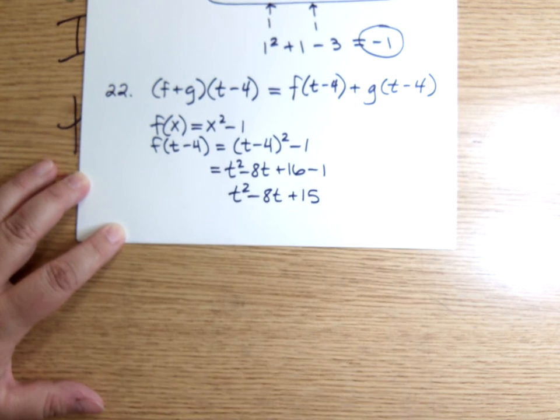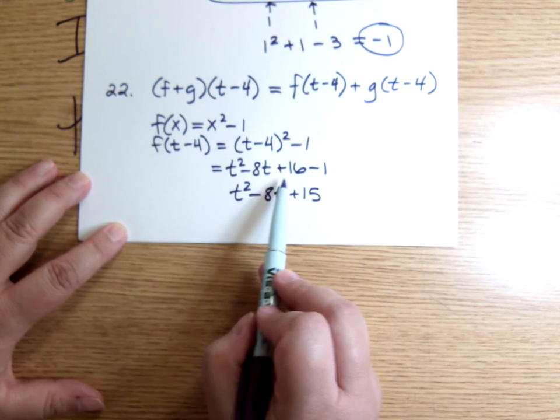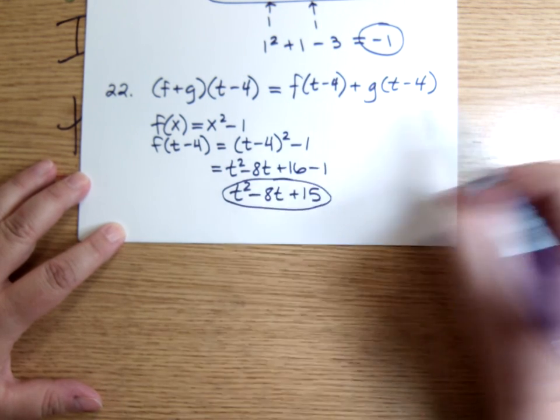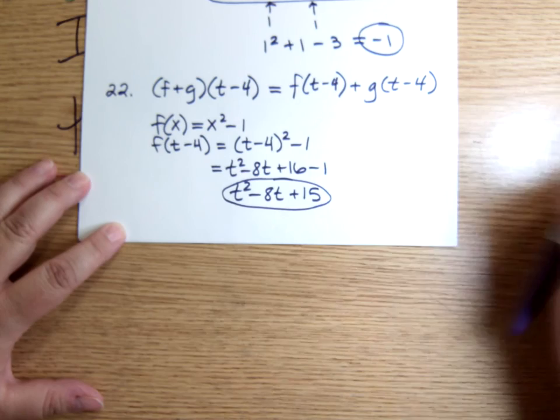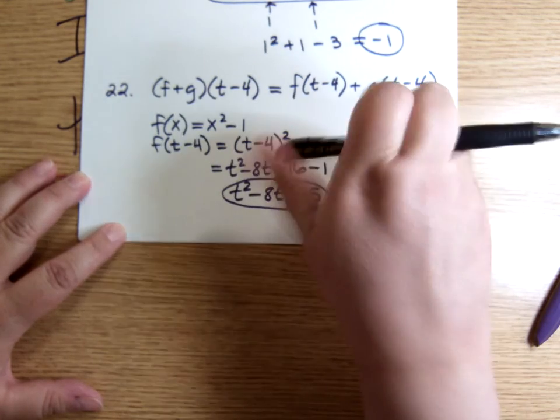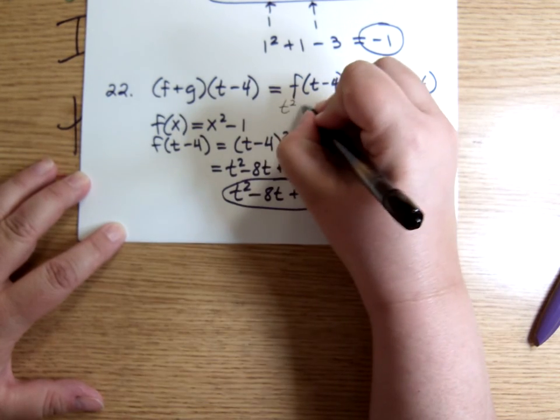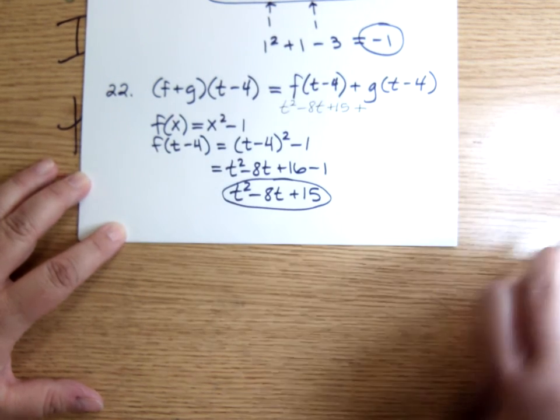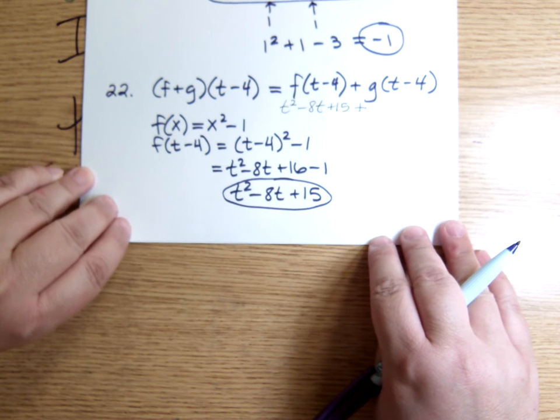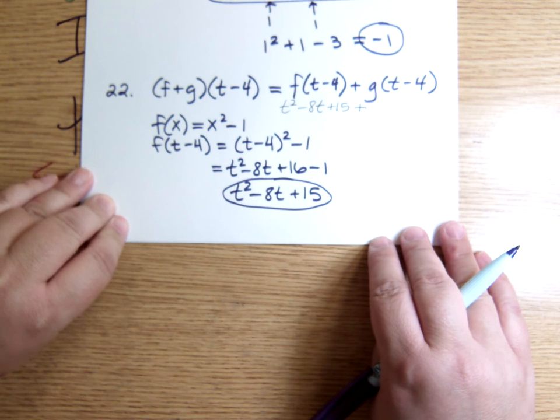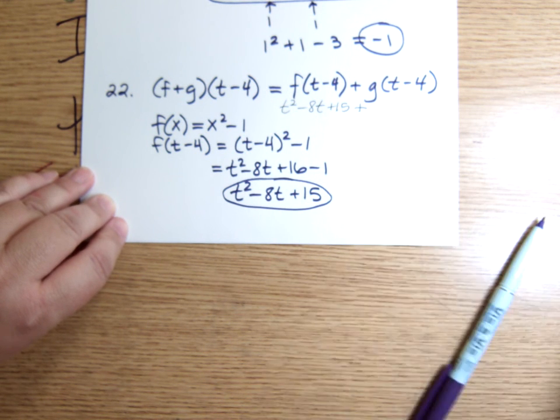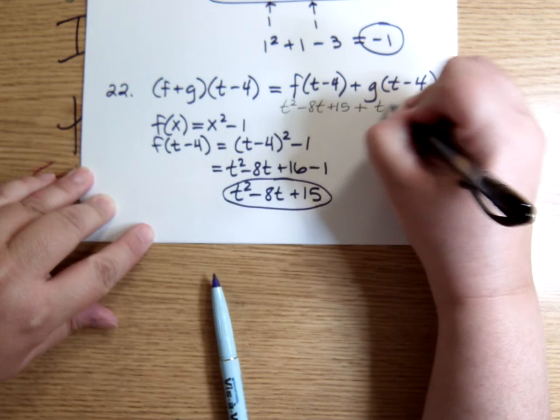And that gives me this. So that's f of t minus 4. And that's going to go right here. Let me go ahead and put it up there. I'm going to do it in a different pen. T squared minus 8t plus 15. Plus, and then I go figure out what g of t minus 4 is, meaning I plug in t minus 4 into x minus 2. And when I do that, I get t minus 4 minus 2, which is t minus 6. So this is going to be t minus 6.